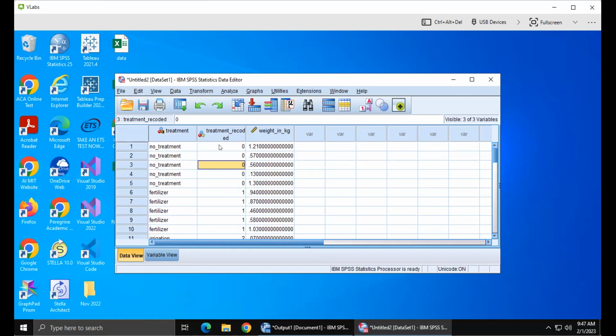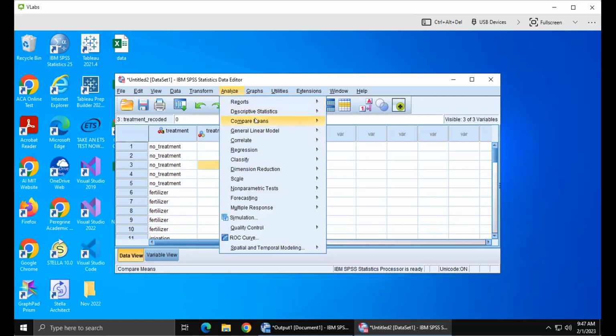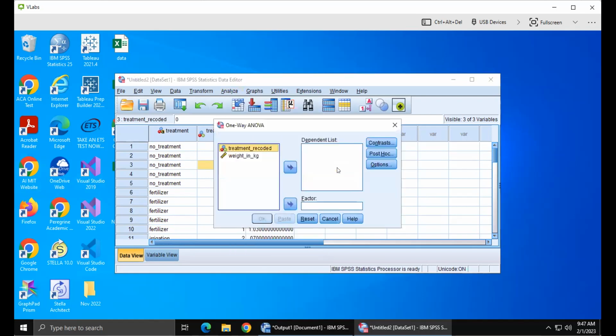So to actually run this test, we click Analyze, Compare Means, one-way ANOVA. Our dependent variable is the weight. That's what we want to know what is affected. That is, how is the weight affected by the treatment? And the treatment recoded is simply the one that we use for the factor. Whether it's 0, 1, 2, or 3 indicates whether the tree received no treatment, fertilizer, irrigation, or both fertilizer and irrigation.